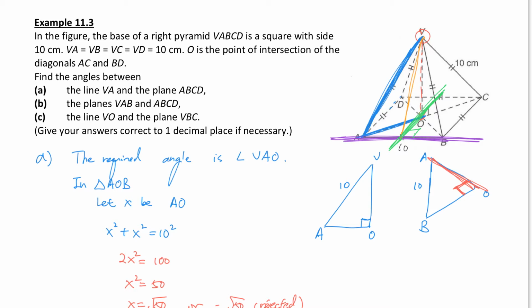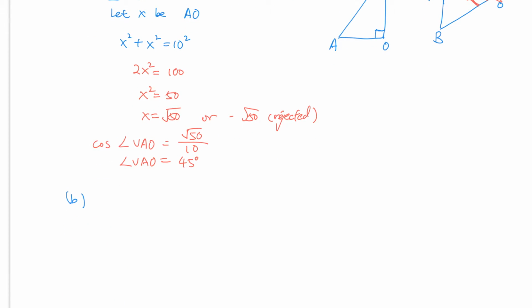So the angle between these two planes is the angle at these points. Maybe I let this point be M and O. So let's find the answer together. Step 1: draw VM perpendicular to AB and MO perpendicular to AB. Second, identify the required angle. It's equal to angle VMO.